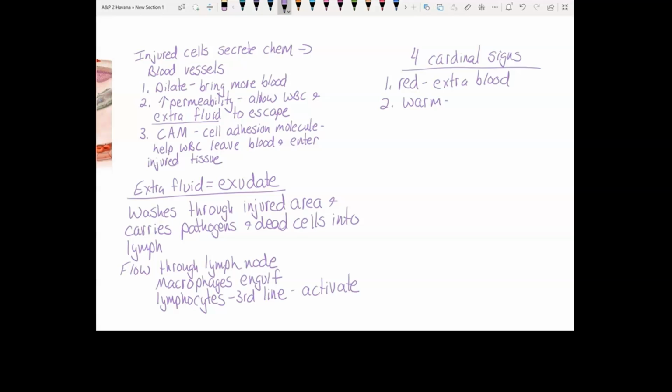The extra warmth there is due to the extra blood because blood carries heat, and it's also due to the increased metabolic activity. You have all these cells fighting all these germs. Cells are responding, their metabolism is revved up. And that, remember, the second law of thermodynamics, produces heat. The third one is swelling. This is a result of the exudate. And the fourth one is pain. A couple of things cause pain. One of them is pressure from the swelling.